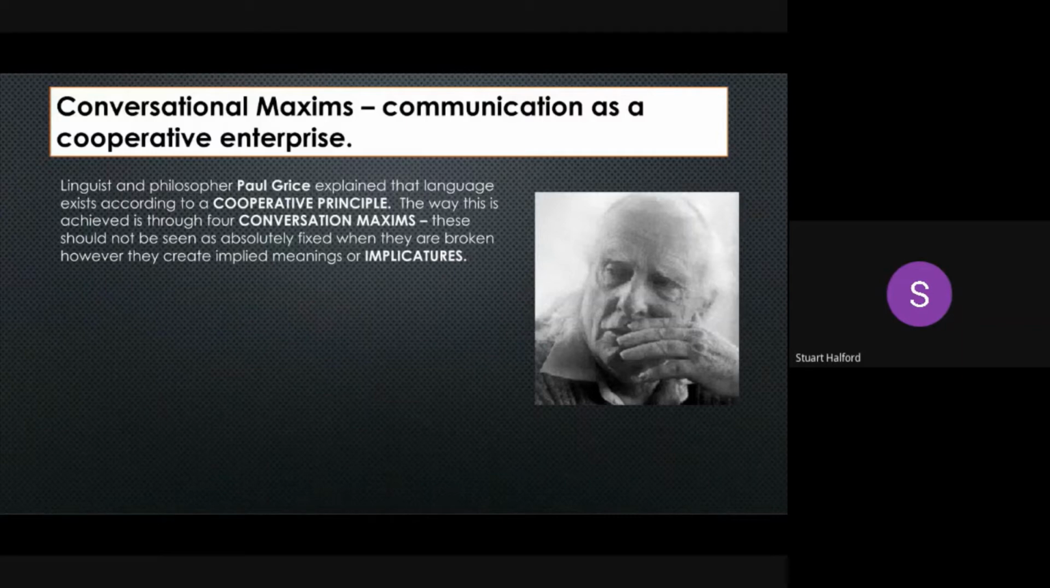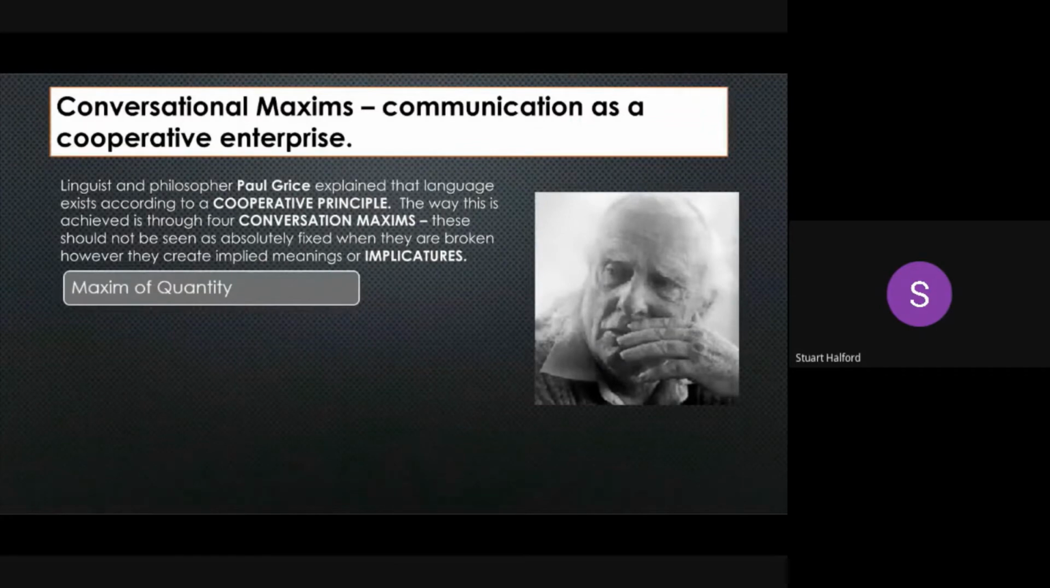And he noted that these shouldn't be seen as absolutely fixed, and we must always do these. In fact, sometimes when they're broken, they create implied meanings, or what we call implicature. So let's have a quick look at what Grice had to say about the 4 maxims.